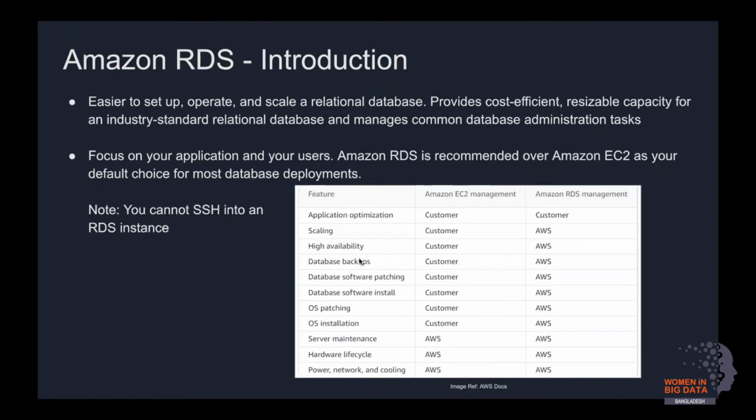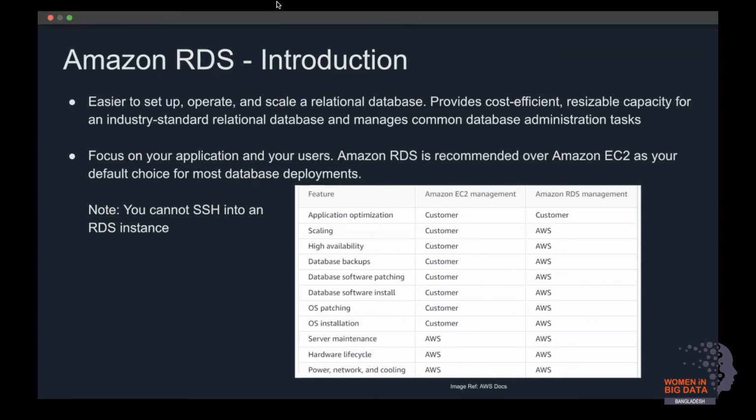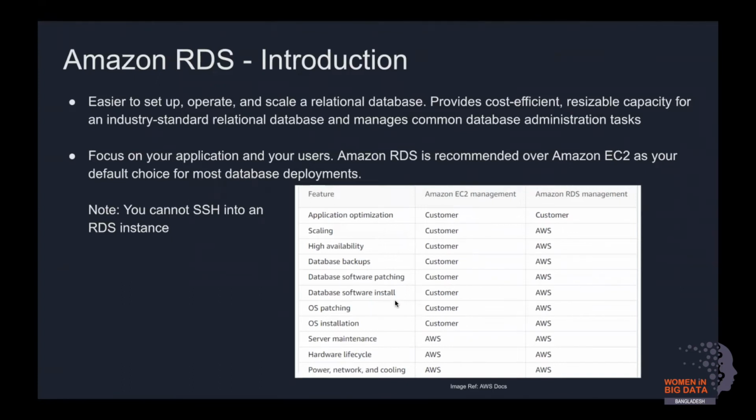Scaling, high availability, backup, patching, software install, OS patching, OS installation, server maintenance, hardware, power, network, cooling. If you see in RDS, everything is taken care of by AWS. In the case of EC2, we assume these are things which should not be done by you. But if you see on-prem, the customer is doing everything. So that's a big difference between EC2 instance and RDS.